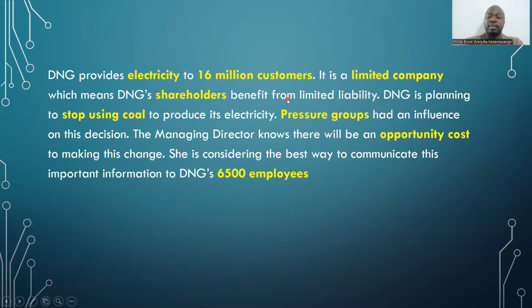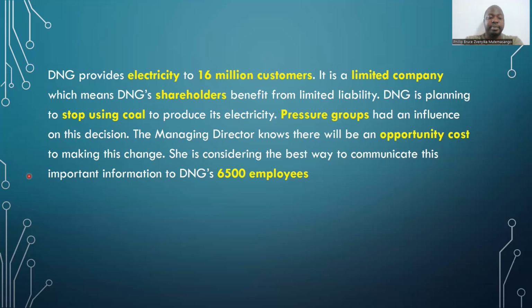And the shareholders, they always have the limited liability. And they are planning to stop using coal. And there are also some pressure groups which have an influence on their decision they're about to make. And they also talked about opportunity cost in this question. Underline it as well. And then lastly, we can talk about the number of employees. They have 6,500 employees. So after doing this, you can go on to respond to the questions.